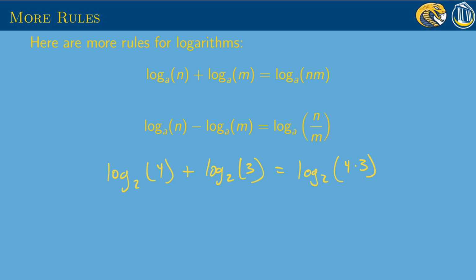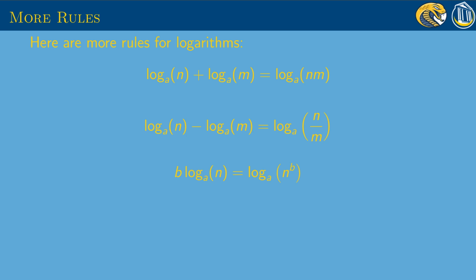Importantly, we can also go the other way as well. If we have two things being multiplied together inside of a logarithm, we can split this up into the sum of two logarithms. This also works with subtraction, but this time if we are subtracting two logarithms with the same base, then we can just divide the stuff inside of the logarithms. And similarly, if we have a logarithm of a quotient, we can split it up into two logarithms and subtract.